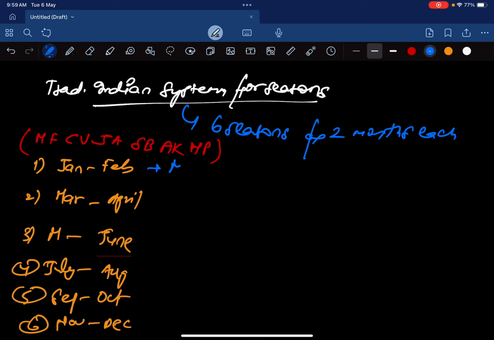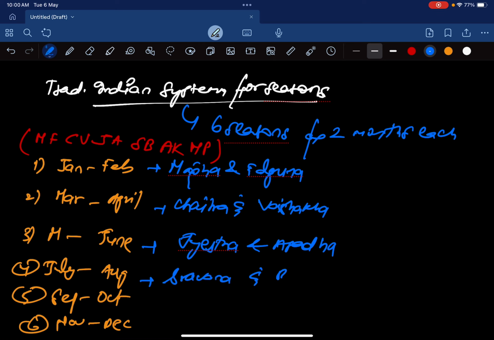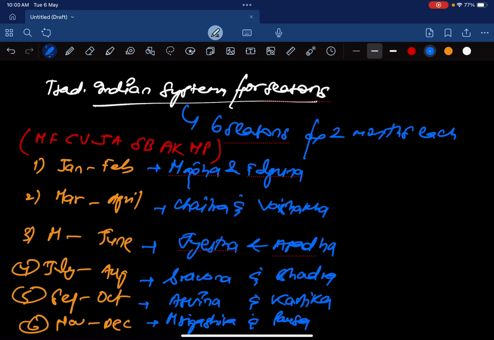So it corresponds to Magh and Falgun, Chaitra and Vaishakh, right? Jesht and Ashadh, right? Shravan and Bhadra, right? Ashwin and Kartik, right? And Mrigshira and Pausa.